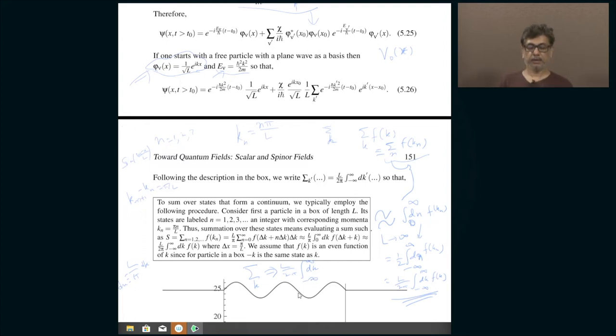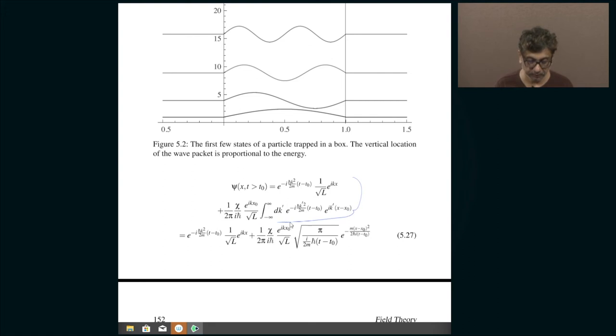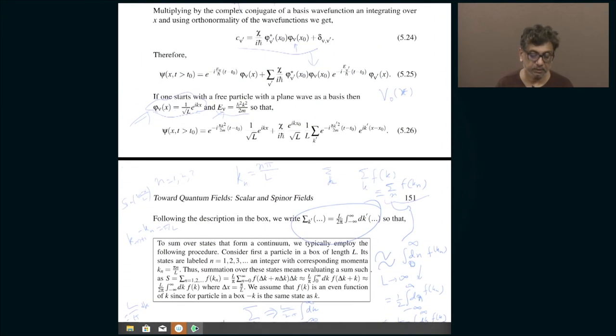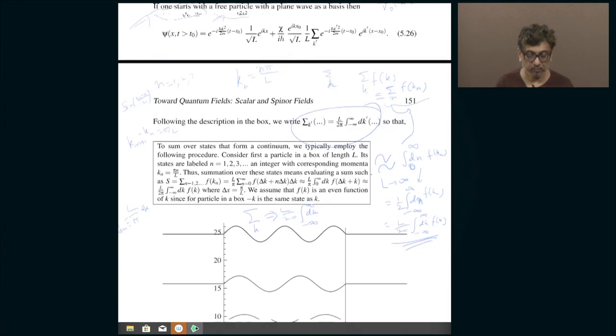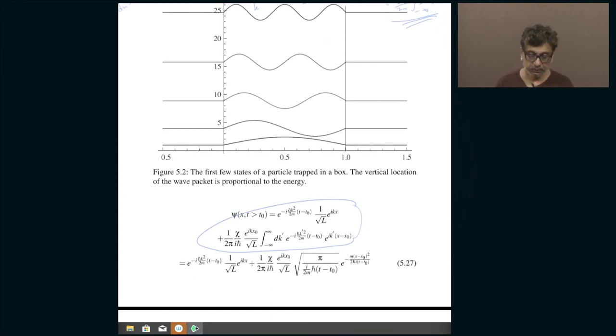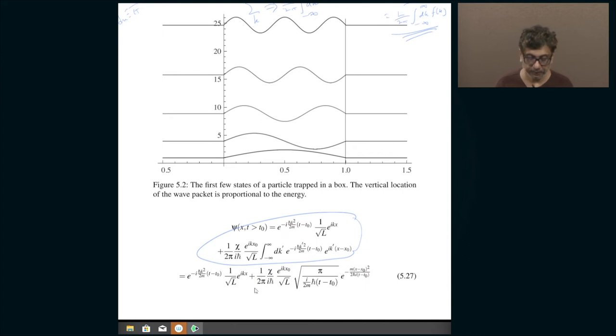Okay, so that is a hand-waving justification for converting a summation to an integration. That is what I have written here. So when you do that, you get this result. There was a summation earlier and that got converted to an integration. When you evaluate that, you get this result.